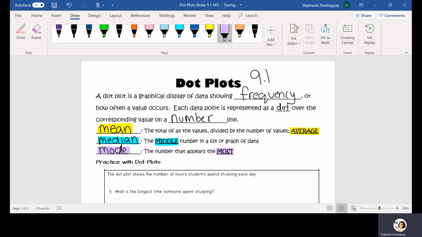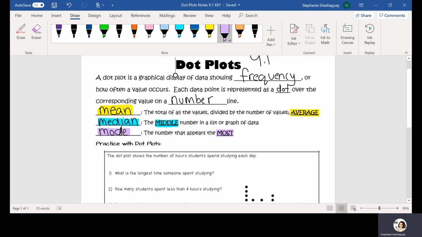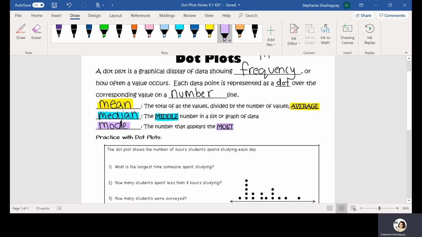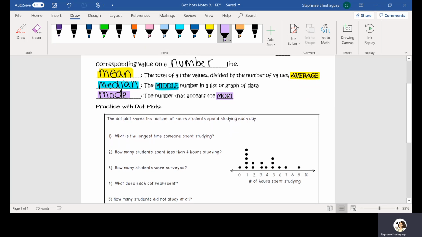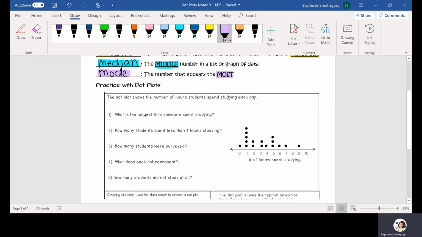And this should all be review. We've covered this before in 6th grade math and probably last year a little bit in your 7th grade or pre-algebra math. So again, this should all be review, but it is still considered statistics, and it's just how to interpret data. So our first type of data that we are going to interpret is dot plots, okay?